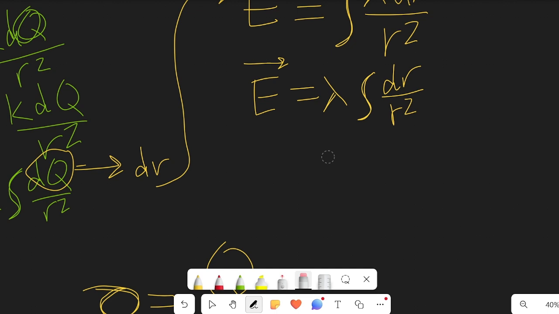But the other way is, and this is in the problem, the second case, and this is super easy. There will be a formula given for linear charge density, which in this case you can just plug in, and then you're fine.